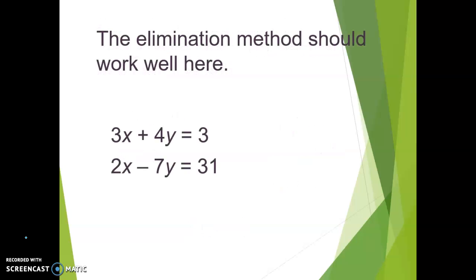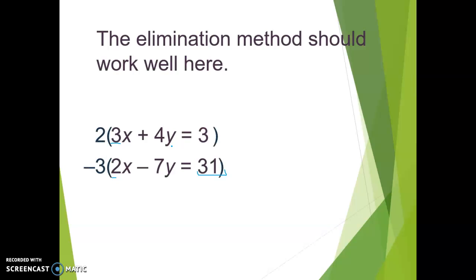The elimination method should work well here. While we don't have the same coefficient, we do know that 3 and 2 are both factors of 6. And we know that we don't want to graph it because we've got a 31 here. We also know that if we try to use substitution, we're going to end up with some crazy fractions. So elimination should work best.